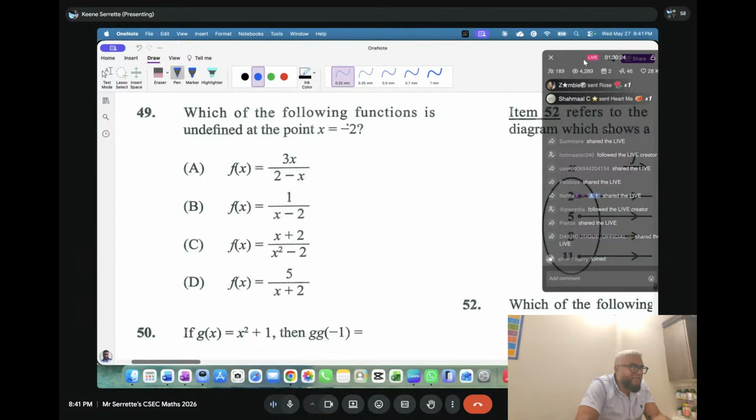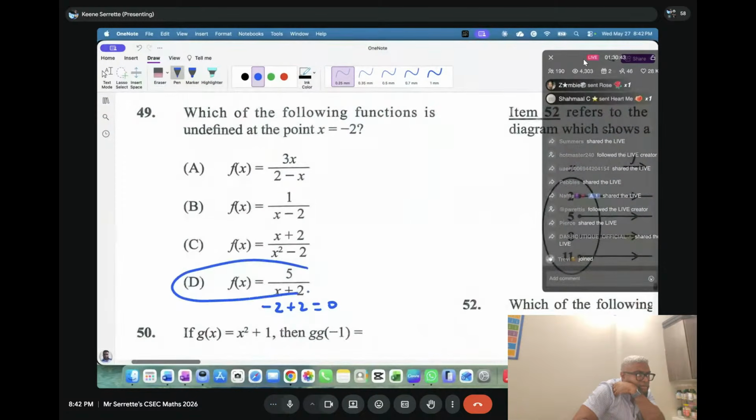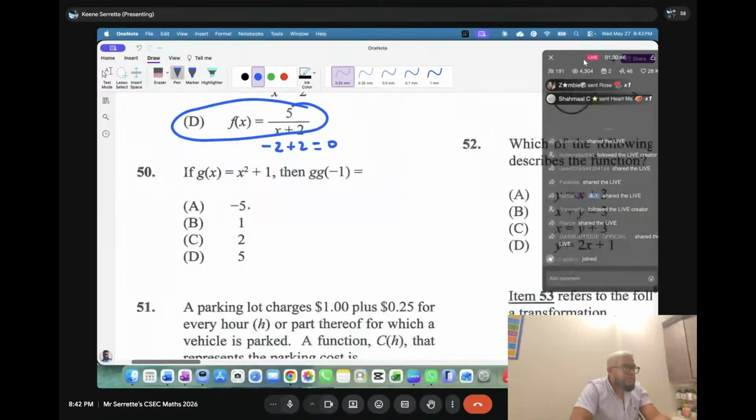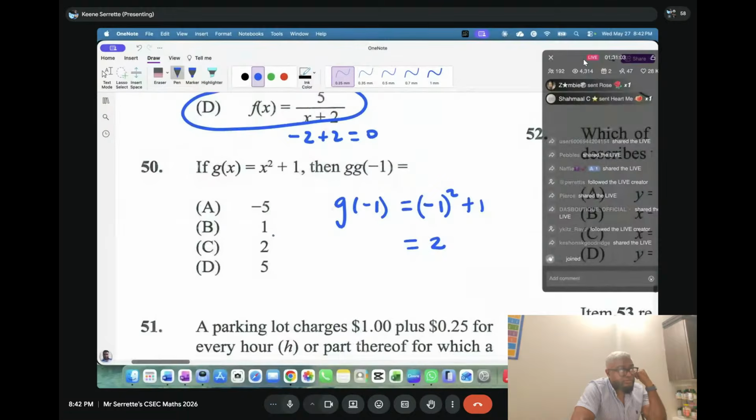Let's go. Which of the following functions is undefined at the point x is equal to -2? Undefined means that your denominator is equal to 0. So which one are we talking about? This one? -2 plus 2 would be 0. All right. So g of -1, right? So you need to find g of -1 first. g of -1 would be -1 squared plus 1, which will give me what? 2. There we go.